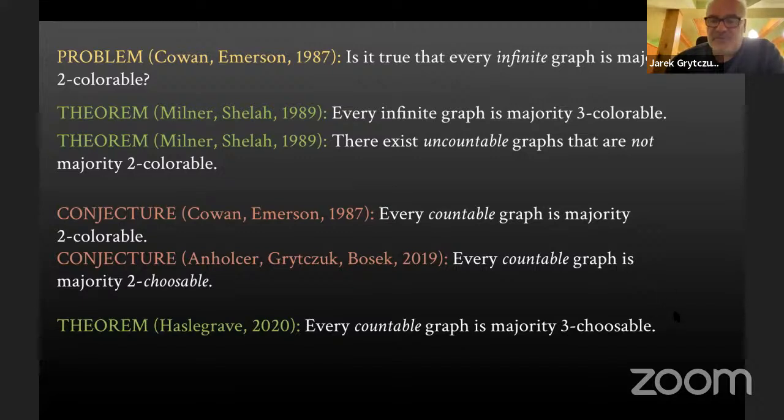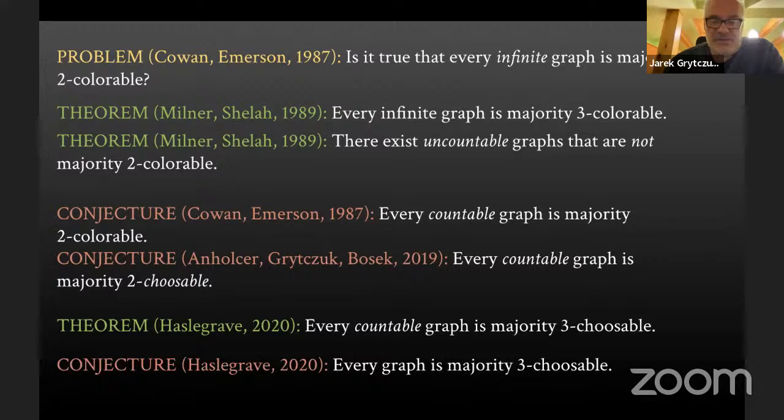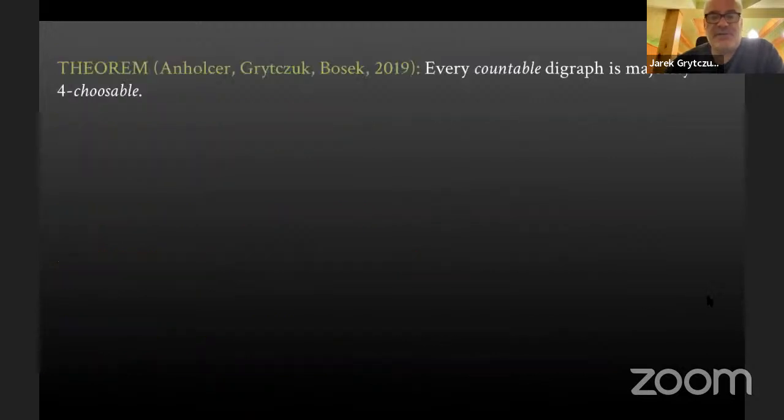Every time we have these problems with just lowering bounds by one color. And he conjectures in his paper, this author, Haslegrave, that maybe you can get rid of this countability. So maybe you can prove an extension of this result by Milner and Shelah, because they proved that any infinite graph is three-colorable. So he postulates that maybe every infinite graph is three-choosable. But his proof works only for the countable case.